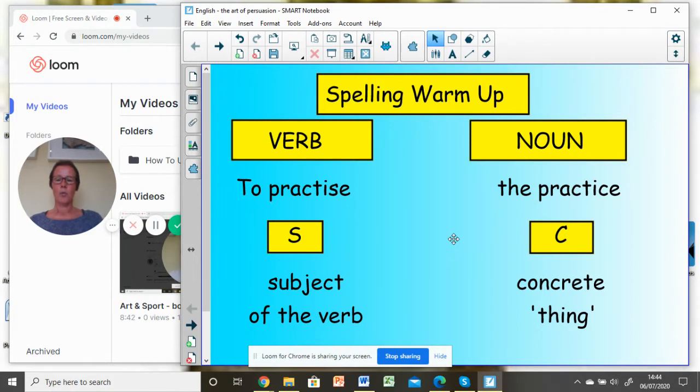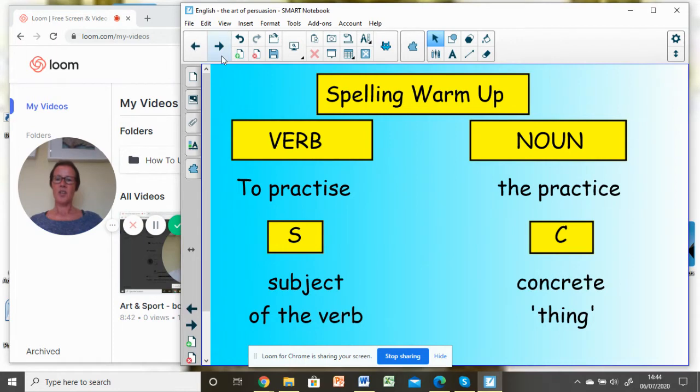In school, when we're marking sentences, we sometimes put an S over the subject of the sentence because the subject's doing the verb. This might help you remember that the verb to practice ends in se. You could also think that concrete is a noun or a thing and it begins with C. This might help you remember that the nouns end in ce. This rule could be applied to other pairs of words, such as license.